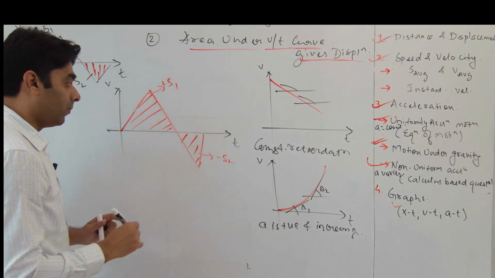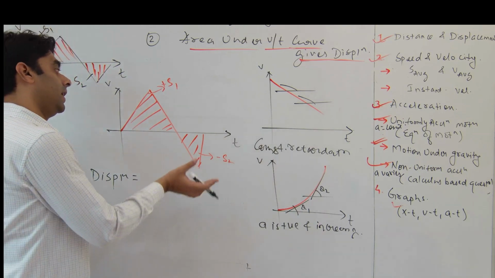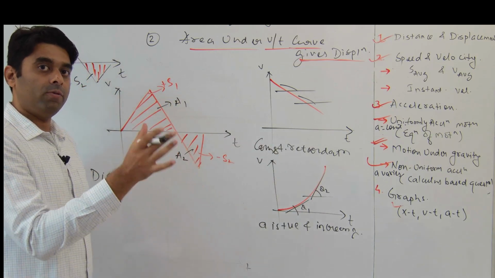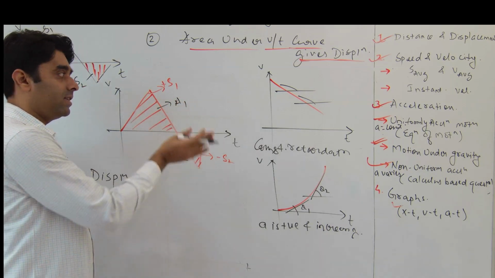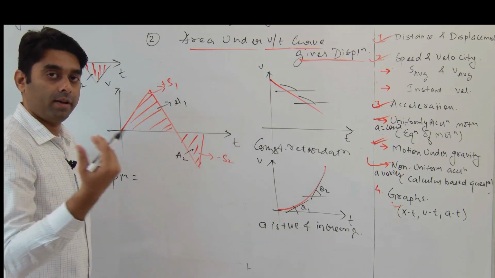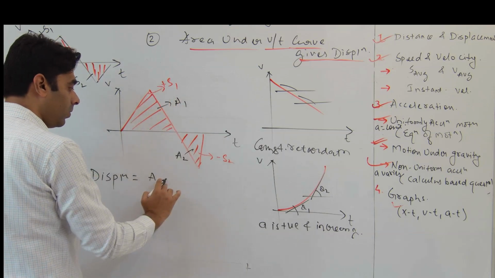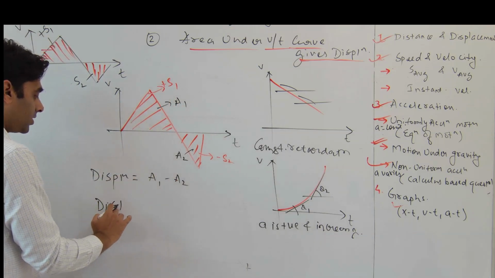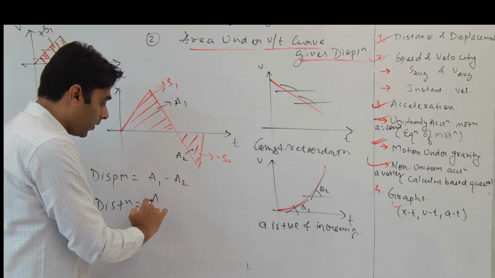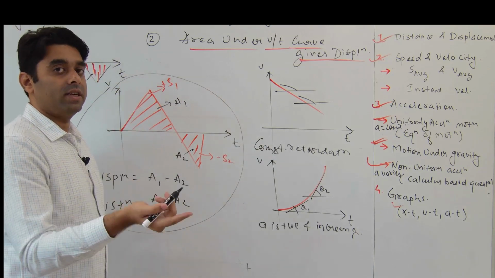So let us be clear, whenever you have to calculate displacement from a velocity time graph, it will be area above minus area below. If I say this is area A1, this is area A2, displacement is area above minus area below. Why minus? Because below, it is negative displacement. It is returning back towards its original position. Whereas distance traveled from a velocity time graph will be area above plus area below, A1 plus A2. This is the information you should remember for calculating distance and displacement from a velocity time graph.